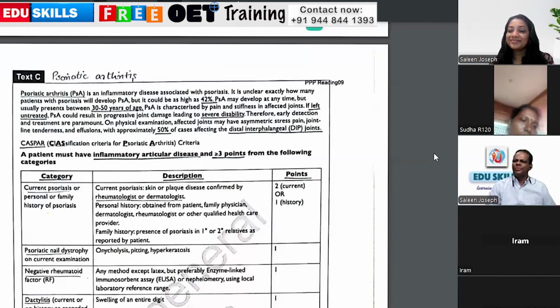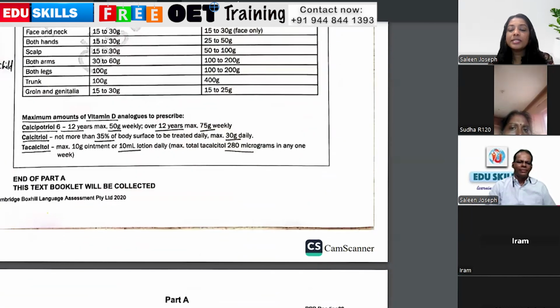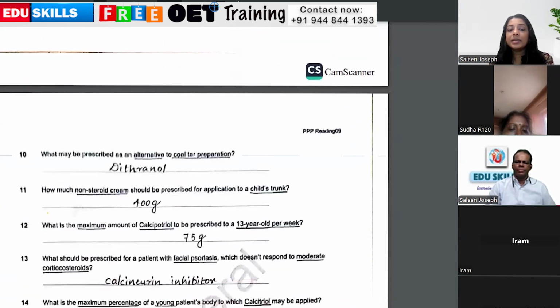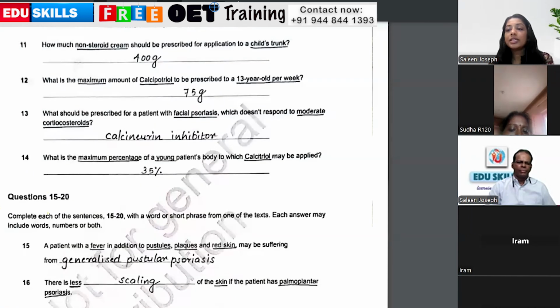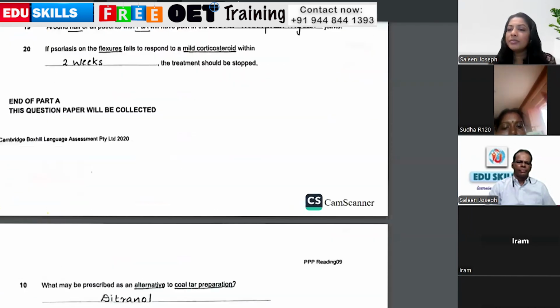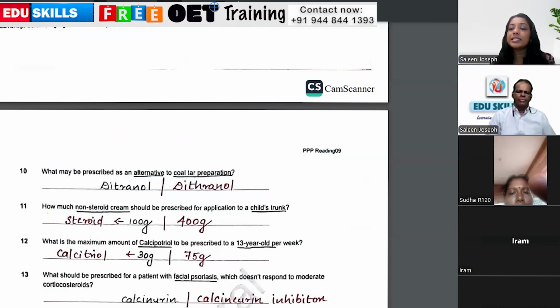You're welcome. Please check your spelling mistakes at the end, then you will get 2 minutes' time to check your answers. In total it is 15 minutes, but you can definitely finish within 12 minutes, maximum 13 minutes, so that you get 2 minutes to check your spelling mistakes. That's why I showed this slide. Please check your spelling mistakes.